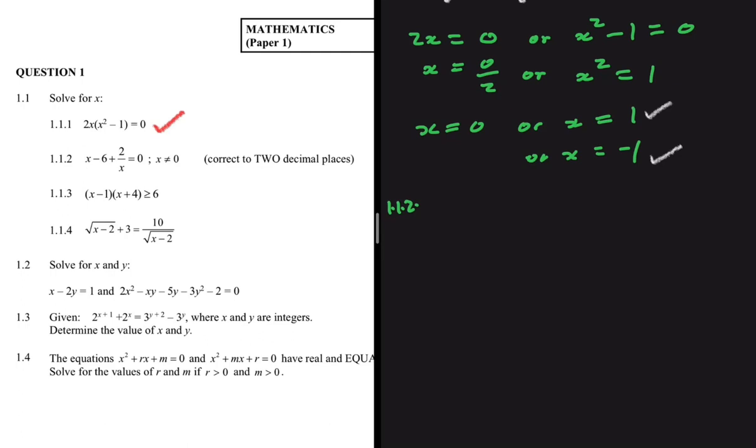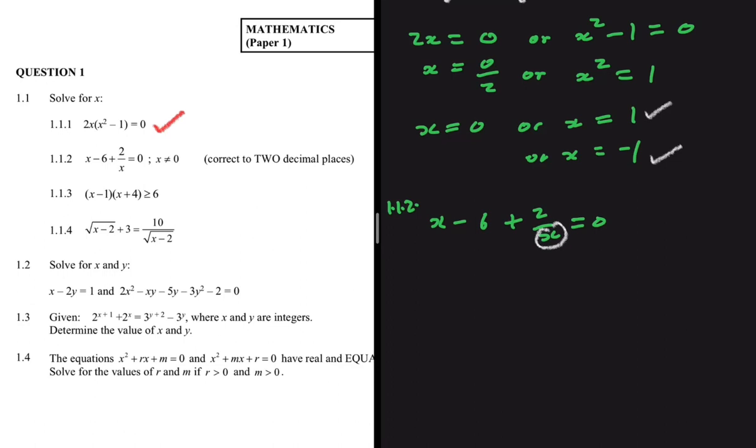1.1.2. x minus 6 plus 2 divided by x is equal to 0. We're supposed to solve for x correct to 2 decimal places. As soon as I see correct to 2 decimal places, I'm thinking, right, I have to use the quadratic formula. So what can we do here? We have 2 divided by x. So if we multiply out by x, it will make our life very easy.